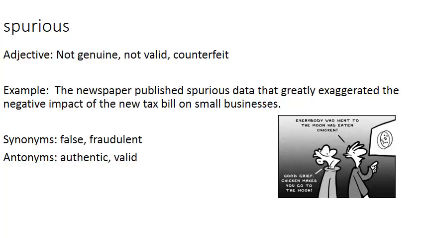Here's an example. The newspaper published spurious data that greatly exaggerated the negative impact of the new tax bill on small businesses. In this sentence, the fact that the data is spurious or counterfeit or false in some way tells us that perhaps this argument is a false argument. The new tax bill maybe didn't have so much of a negative impact on small businesses. Antonyms of spurious are authentic or valid or certified. In other words, data that we can authenticate or prove that it is correct.